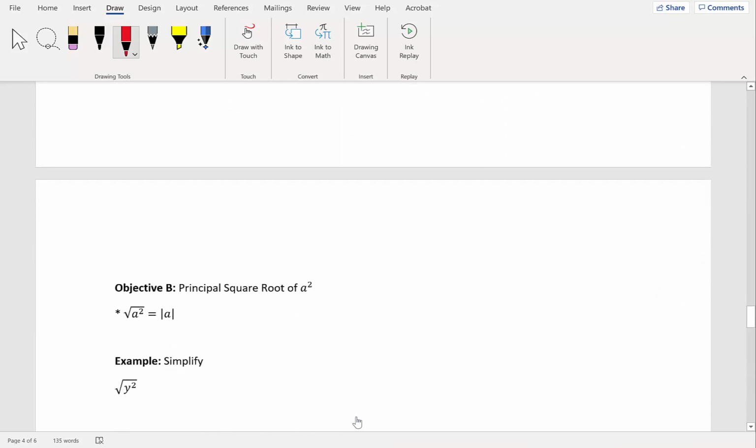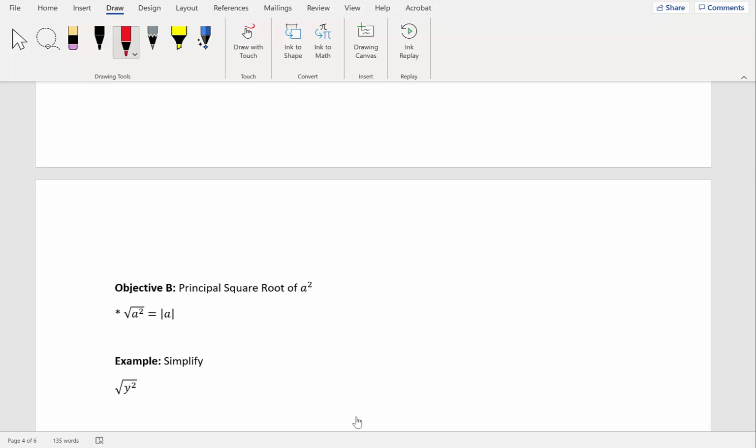Okay, so now this takes us to our next objective, which is the principal square root of a squared. So this has to do with variables. So if you have the square root of a raised to the second power, this is equal to the absolute value of a. Now the reason for the absolute value is to ensure that our result is positive.